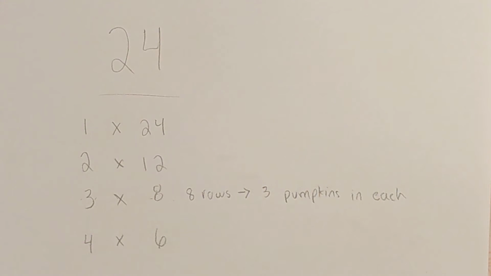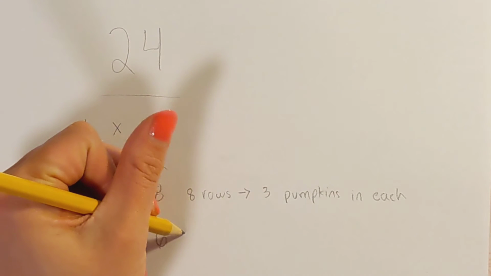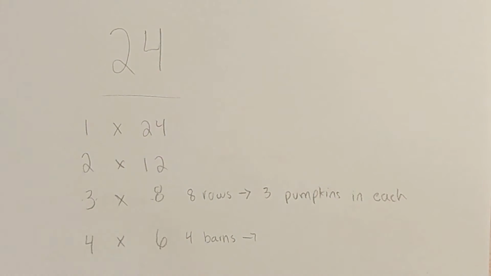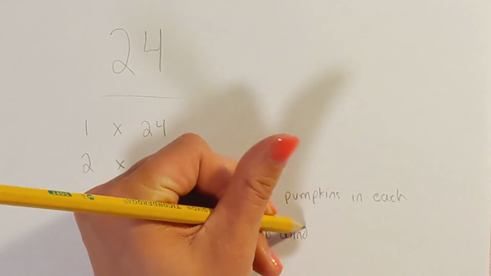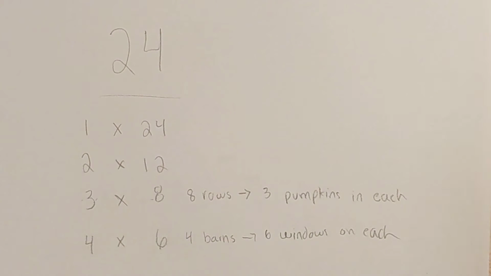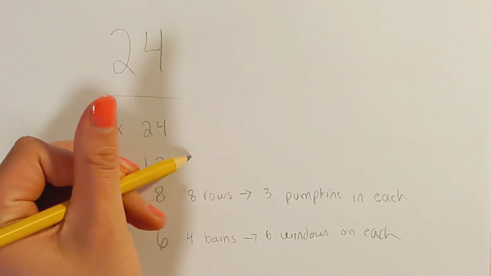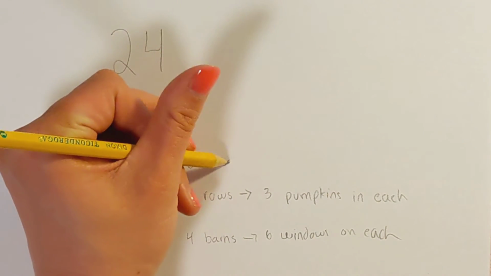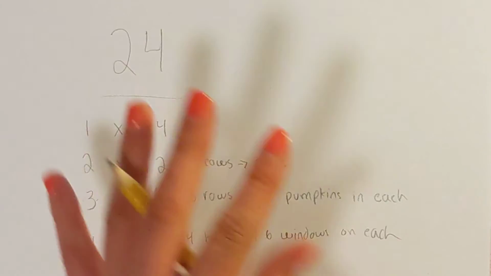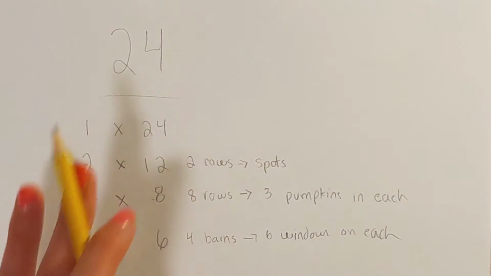Let's see here, what else? Maybe I will do 4 barns, even though that's a lot. 4 barns, and I'll put like 6 windows on each. 6 windows on each. I wonder what I'm going to do for the 1 times 24. What other kind of stuff is at a pumpkin patch? I'm going to make it kind of like a farm too. So I'm going to do 2 cows, and each cow is going to have 12 spots. And again, if I change my mind later and I want to do horses or something different, that's fine, but we want to make sure that we've got an idea.